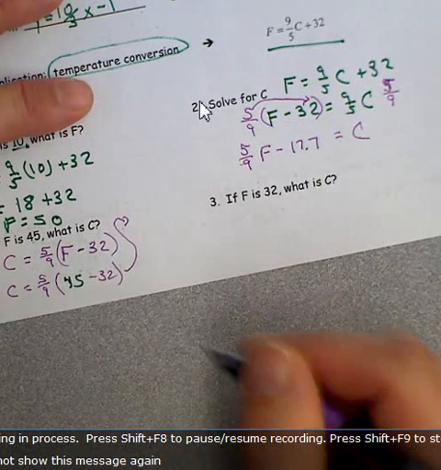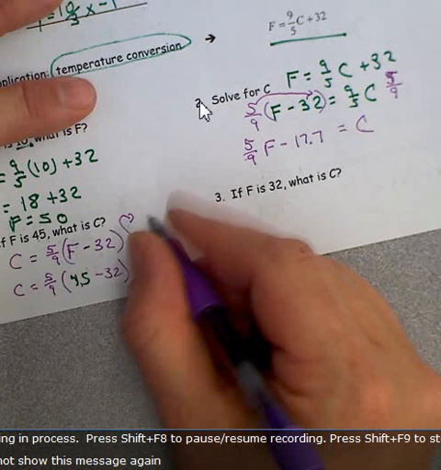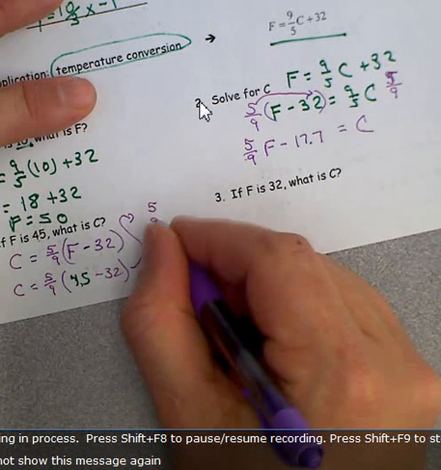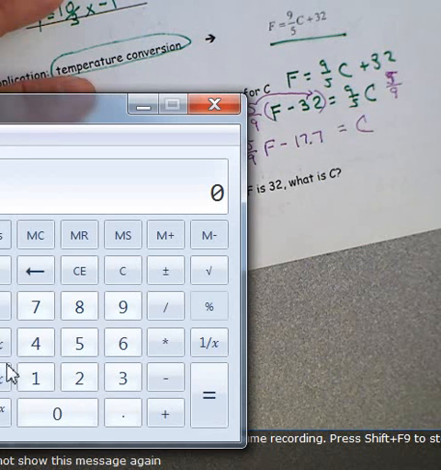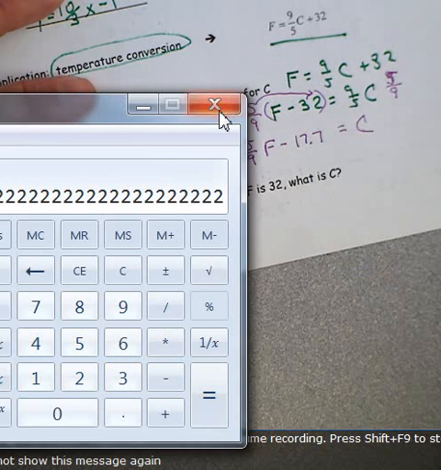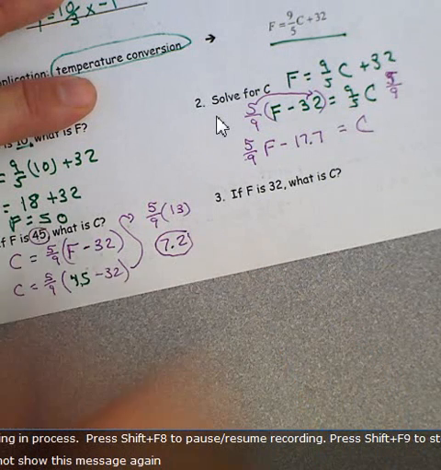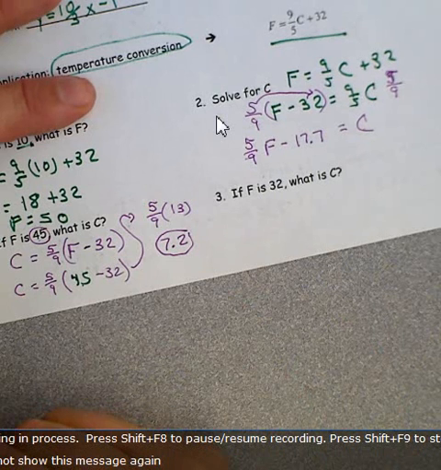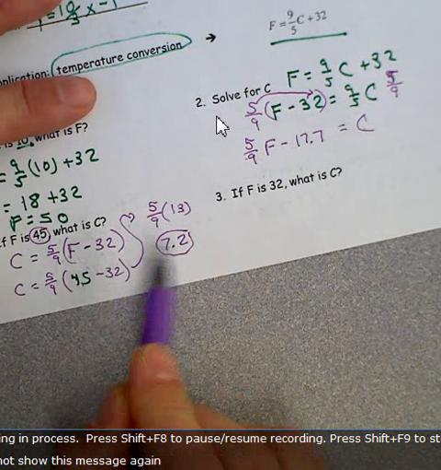45 minus 32, I guess that's 13. So I get 5/9 times 13. And again, I'm going to pop the calculator because I don't want to do it by hand. 5 times 13 divided by 9 is about 7.2. So if I've done that correctly, 7.2 degrees Celsius is the same as 45 degrees Fahrenheit. And you know we have Google, so you can just type into Google 45 degrees Fahrenheit, and it should come up to be about 7.2 degrees Celsius.